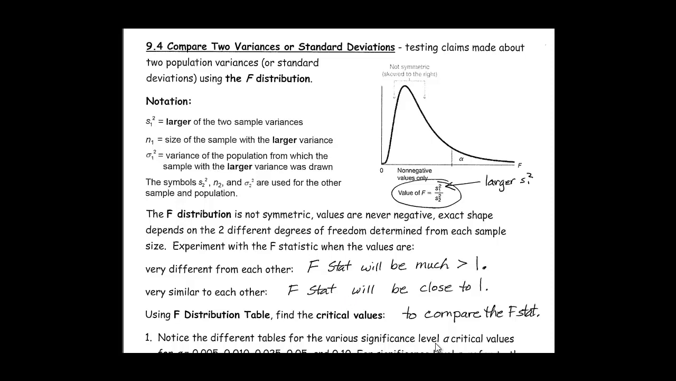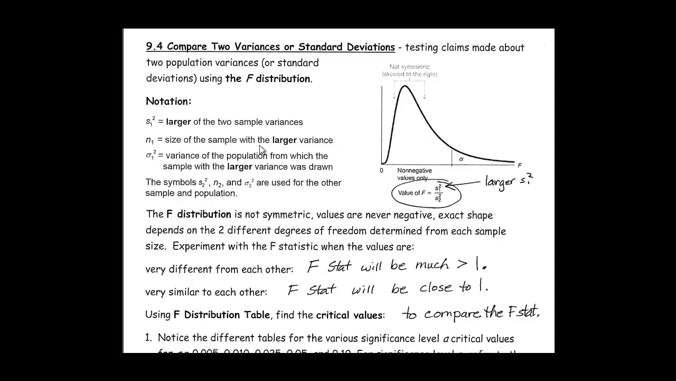I want to square away our notation here. Remember that standard deviation squared is variance. And so our larger variance in our formula is going to be identified as variance 1. The smaller one would be variance 2. N1 would be the sample size of the larger variance, and each of these is going to be associated with a population that we're trying to learn about, a population variance that we're trying to learn about.